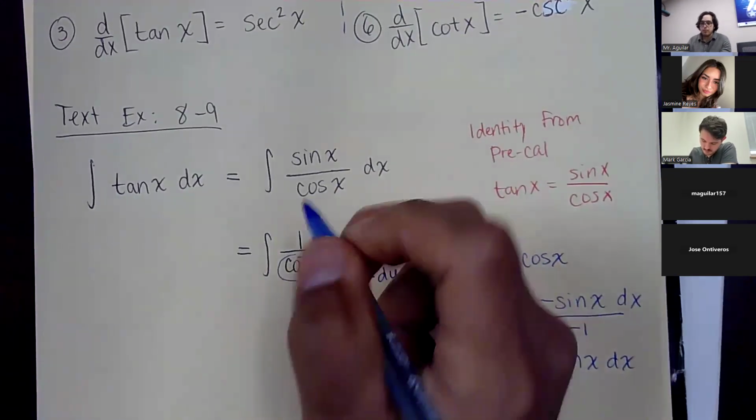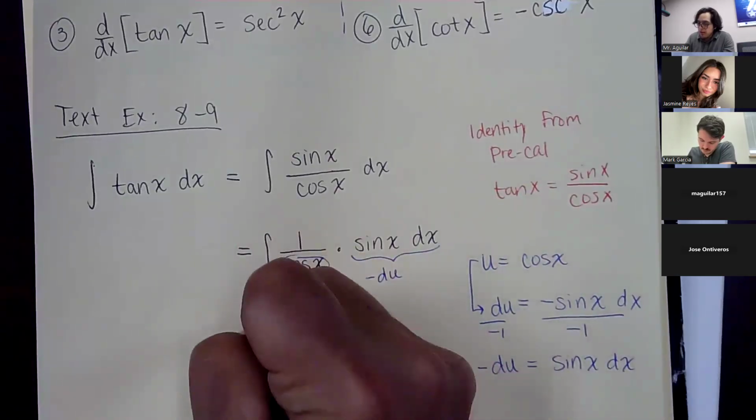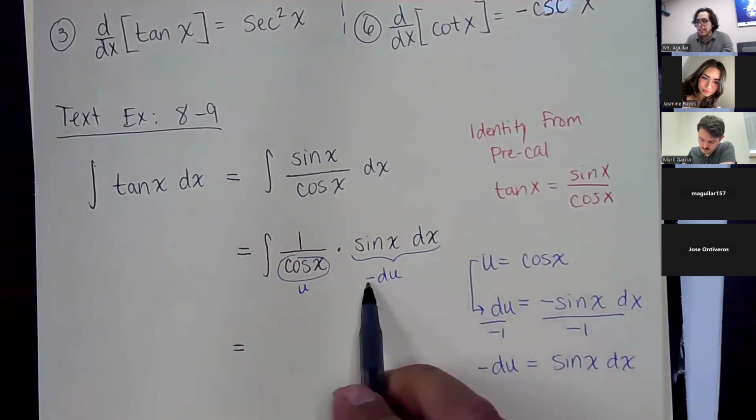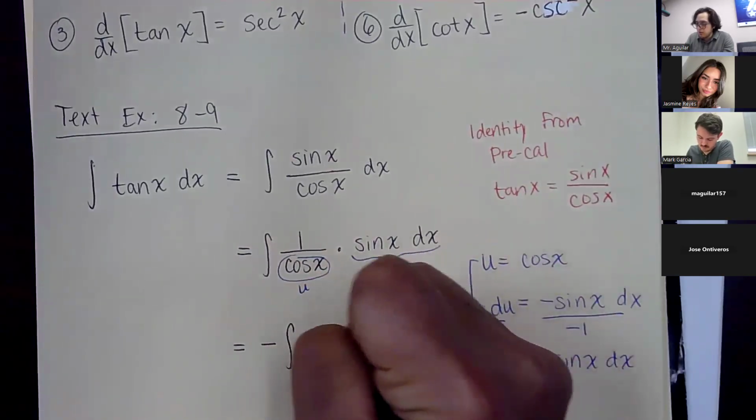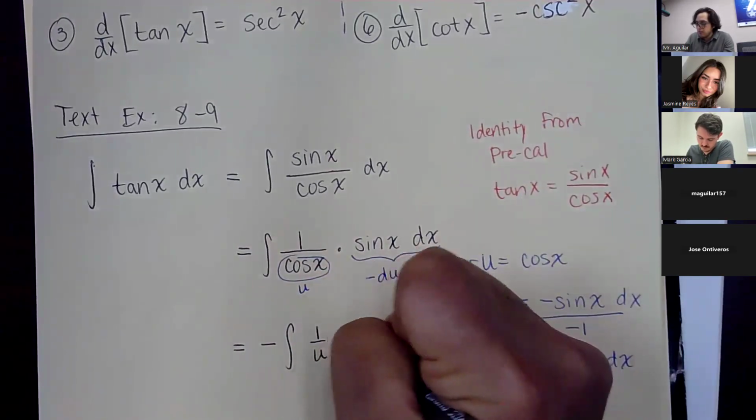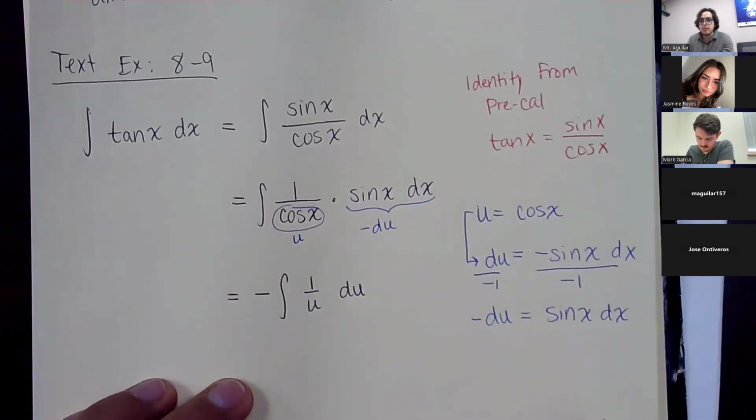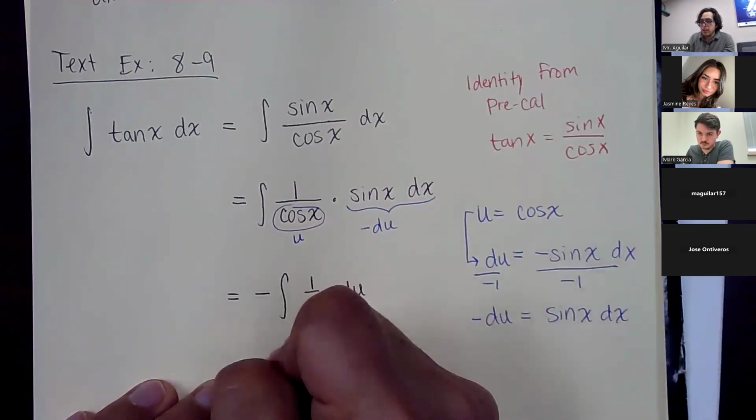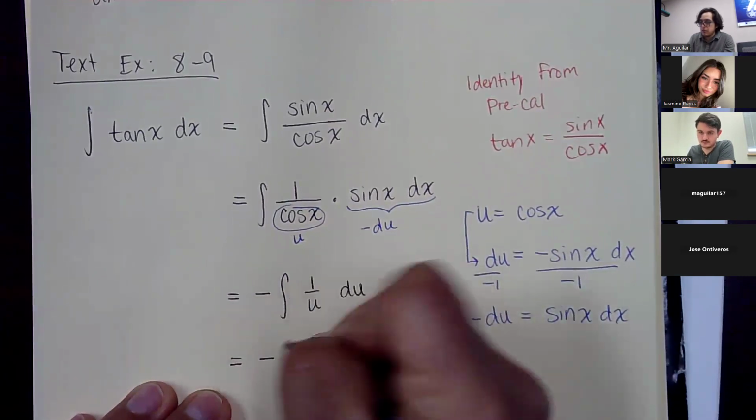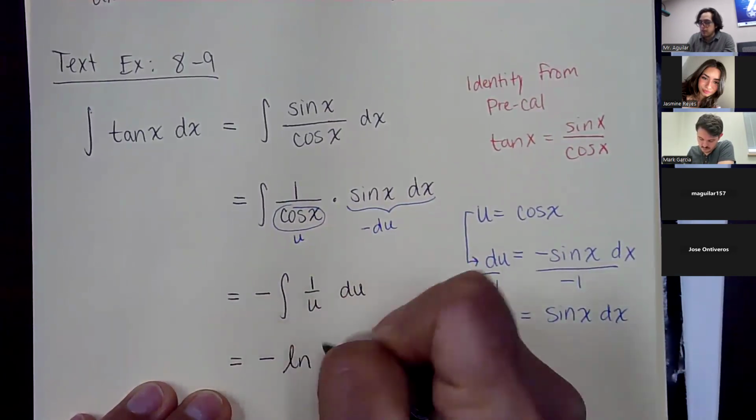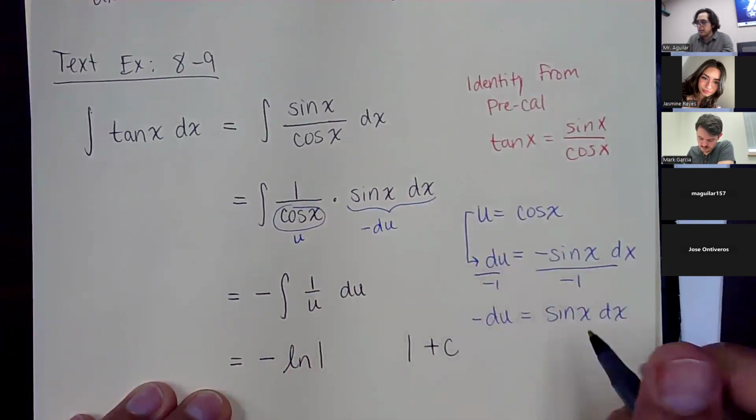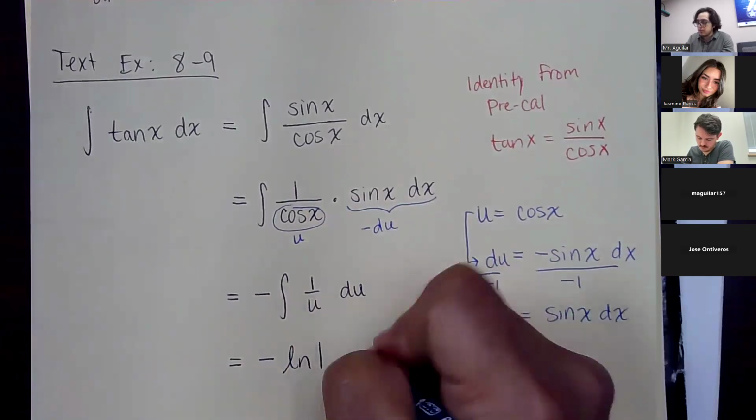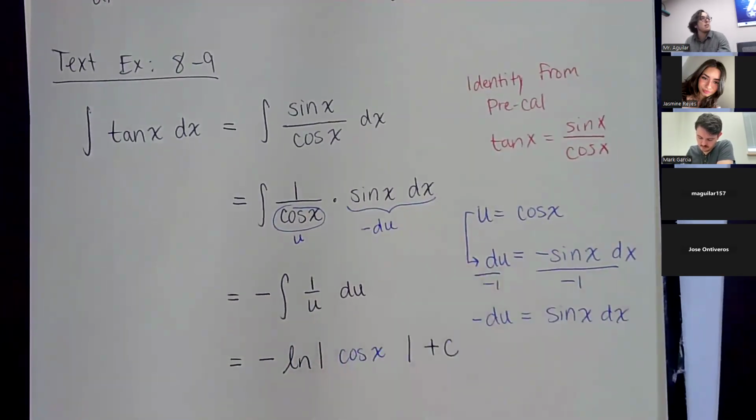Okay, and then that guy is u. So once we set that up, the entire integral is going to be negative because we're multiplying this negative there. So that's going to be a negative integral of 1 over u du. Okay. And then applying that natural logarithm rule, we have negative natural log of the absolute value of u plus c. We're just going to plug that u back in, which was cosine x. Okay. And that's it.